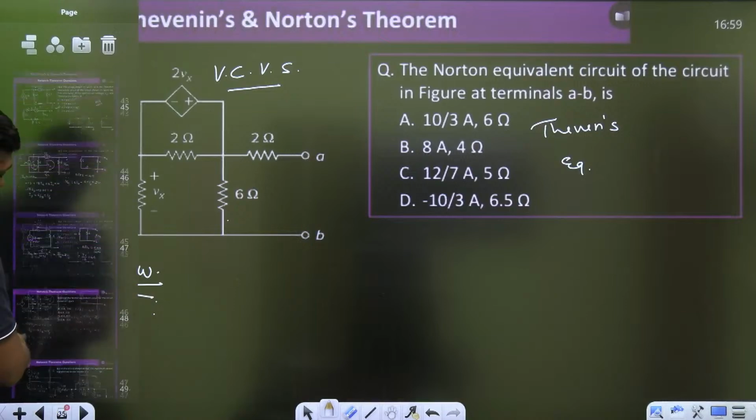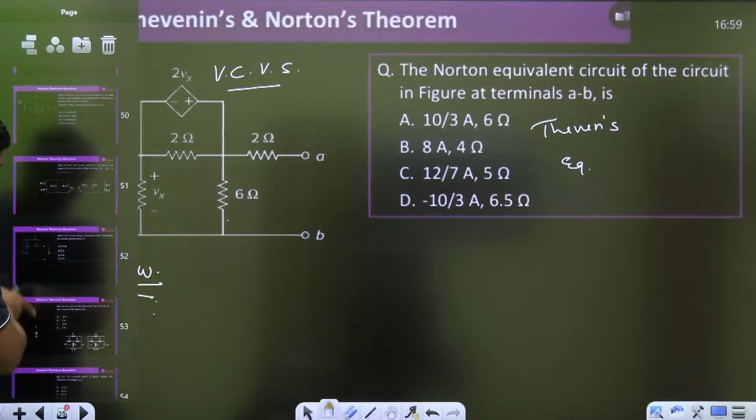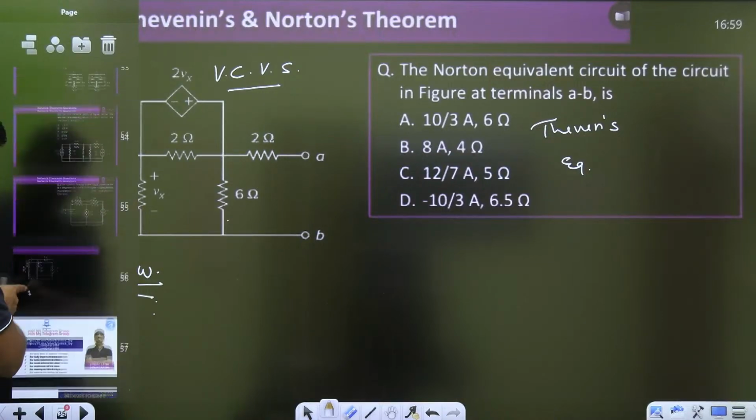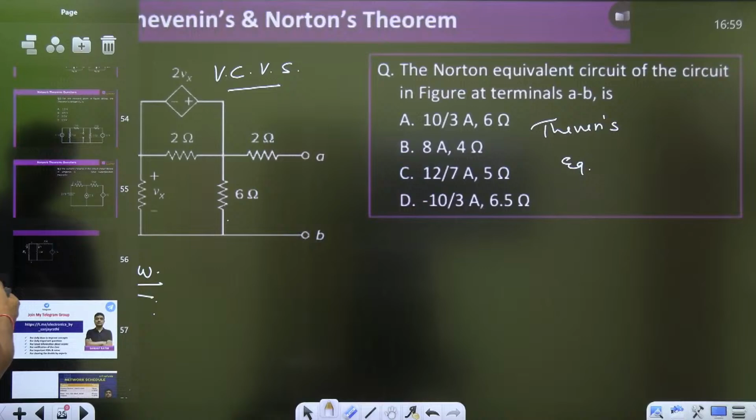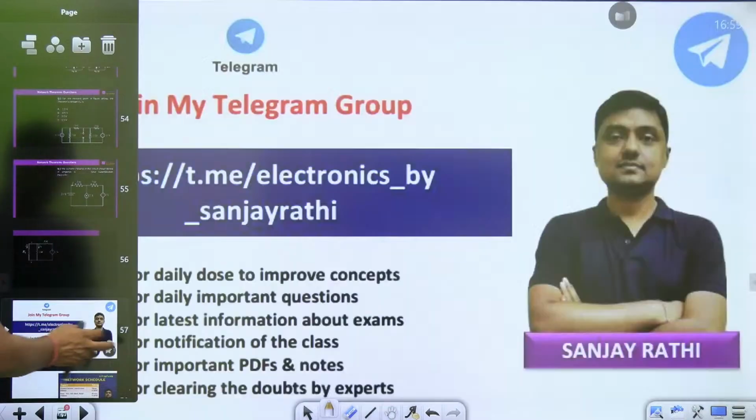Hope you are enjoying the session. Yes or no? I have solved selected numericals, but in every numerical you will get some basic idea. In the next class I am going to solve some very, very important numericals, guys.